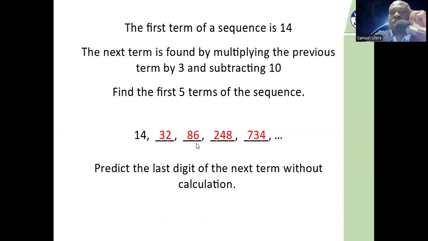When you do this, in some sequences you start to notice patterns. The last digit of the first term is 4. The last digit of the second term is 2. Next one, 6, 8, and it starts all over again. So you clearly see that the next number you will generate will have the last digit 2, because that's the pattern. So you could have answered that question simply by saying it's going to be 2.